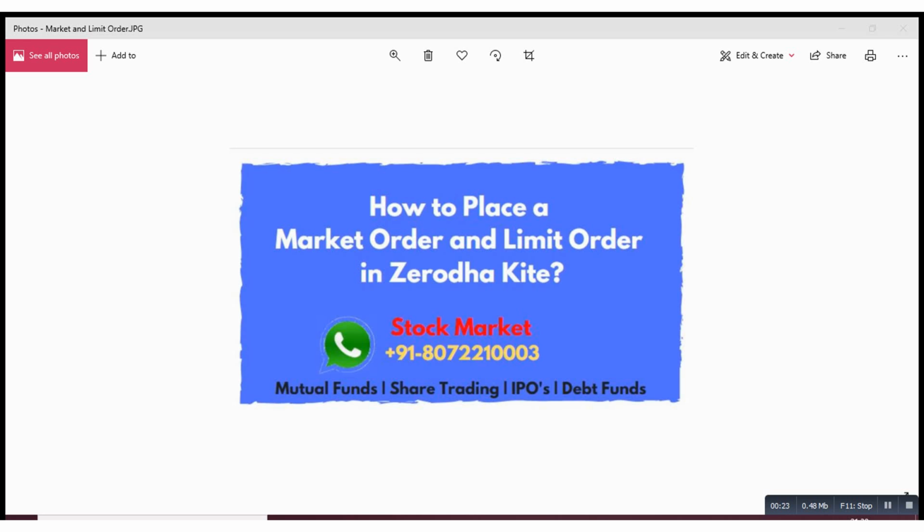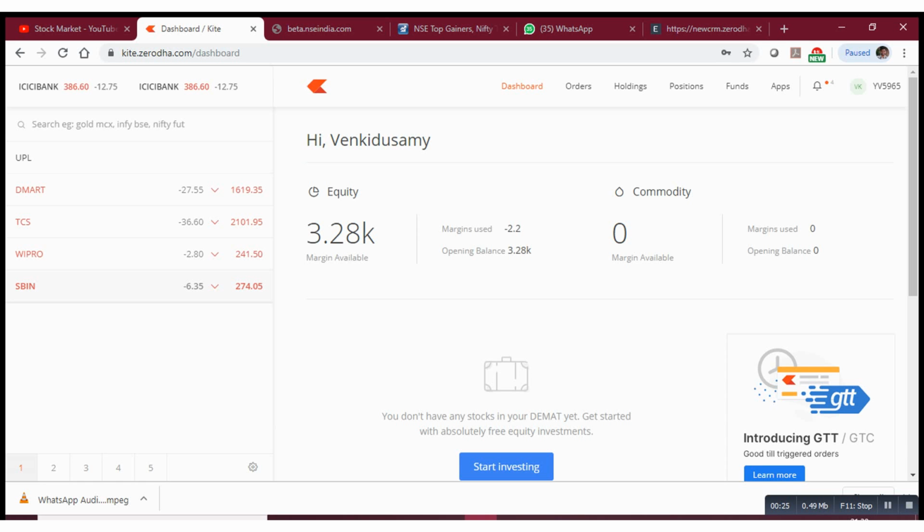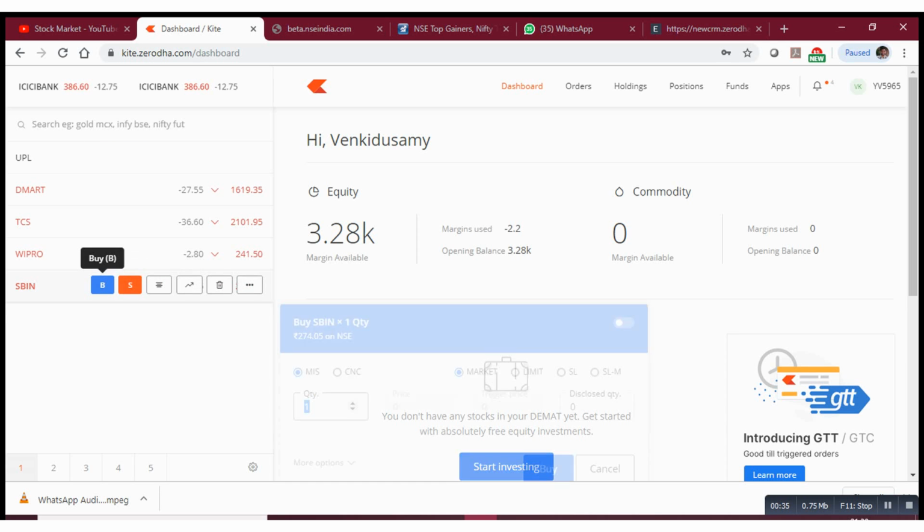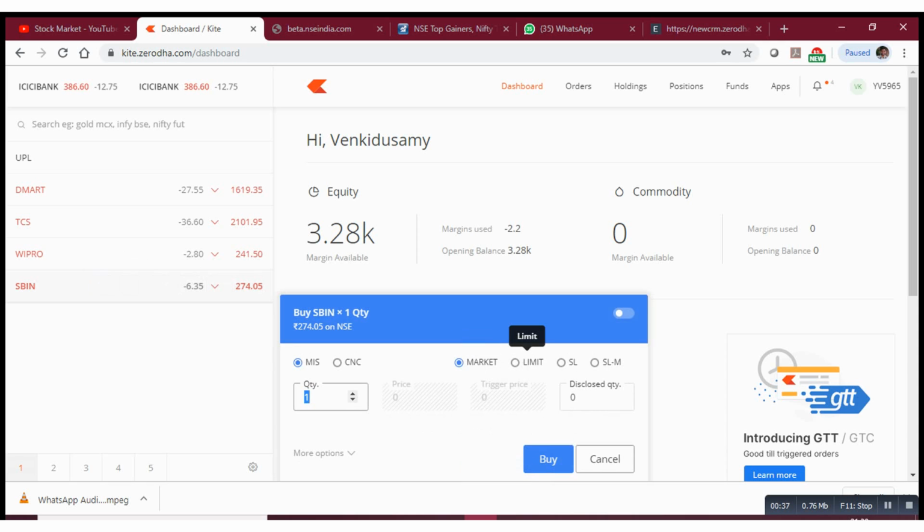Once you go to this window, after account opening you will be given a dashboard like this where you can see the list of stocks. So here, when you try to buy a stock, you will have two options, market order and limit order. First, let us try to understand the market order.